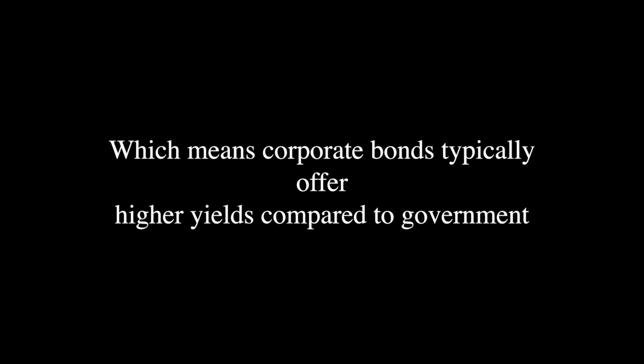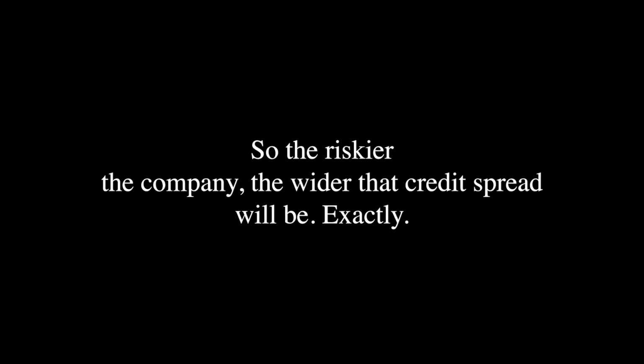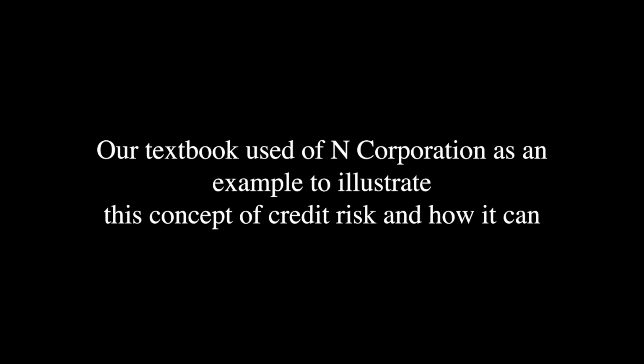Exactly. And because of that added risk, investors demand a higher return. So they want to be compensated for taking on that extra risk. Precisely. Which means corporate bonds typically offer higher yields compared to government bonds with similar maturities. That makes sense. We want a bigger potential reward if we're taking on more risk. Right. And that difference in yield is called a credit spread, or sometimes a default spread. So the riskier the company, the wider that credit spread will be. Exactly. Our textbook used Avant Corporation as an example to illustrate this concept of credit risk and how it can affect bond prices. Okay. How does their story play out?